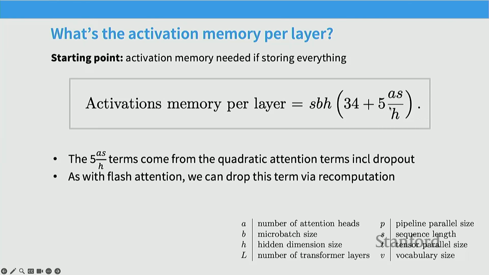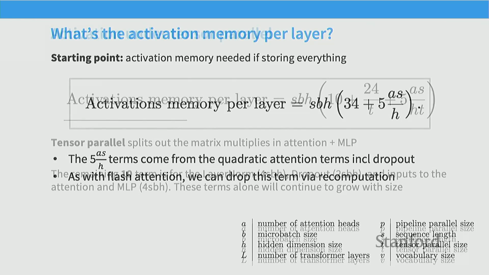On the right side, you have a term that's actually, if you multiply this out, AS squared B, because the H's cancel. That's the memory that you need for the softmax term and other quadratic terms in your attention. Of course, if you use flash attention and recomputation, we know that we can drastically reduce that second term.